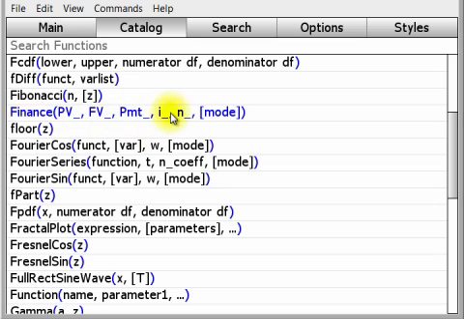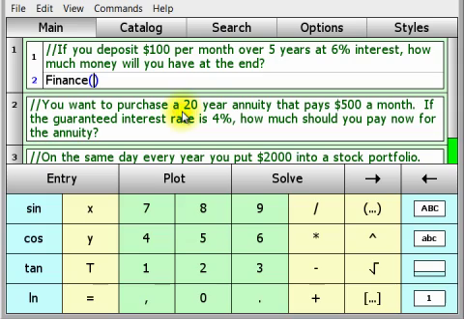Remember, the inputs used are the present value, future value, payment, interest per period, and the total number of compounding periods. If you're unfamiliar with how to use this command or what the variables mean, you should check out the Introduction to the Finance Command tutorial located on the course webpage.